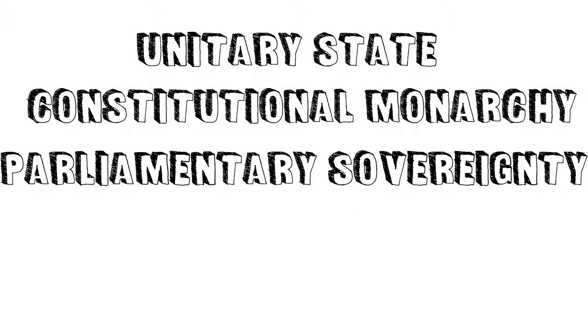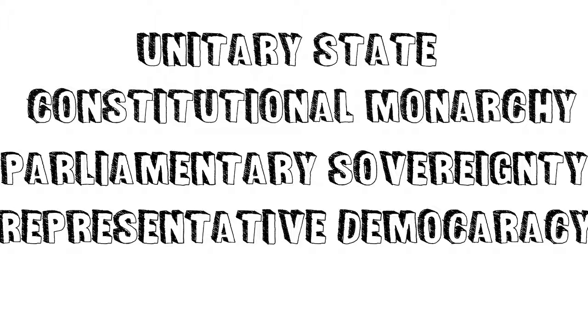Number 3. Parliamentary sovereignty instead of a separation of powers. In formal terms, parliamentary authority in the UK is unlimited and statute law is supreme over all other forms of law. No parliament can bind its successors. Number 4. Representative democracy instead of direct democracy.